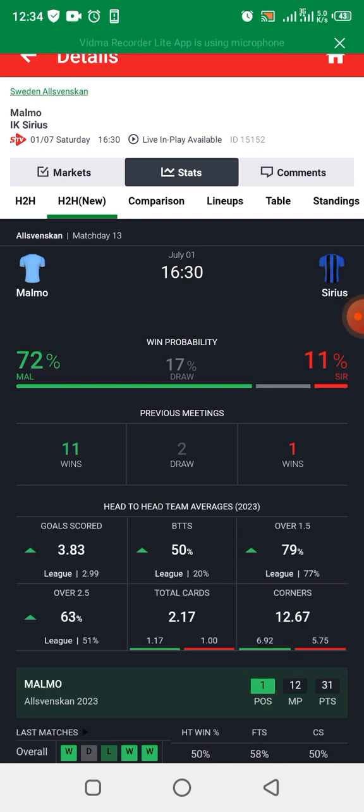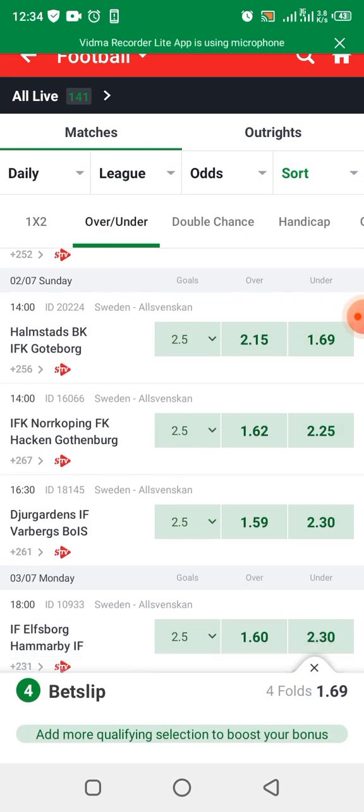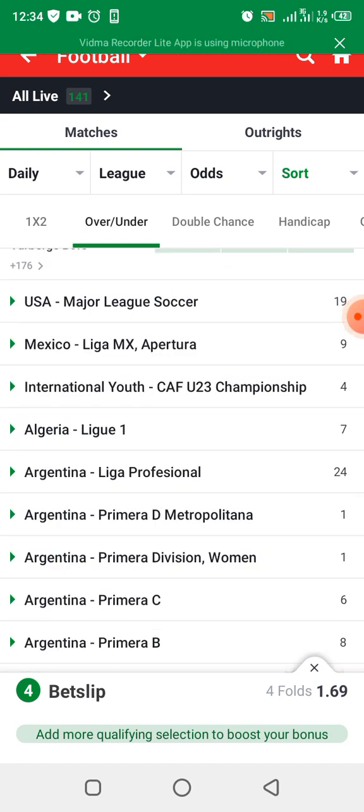So this game, I will not go for it as over. As you can see, the point there is 79%. Actually, the game might come out as predicted as over 1.5, but I won't go for it. So I'll keep on checking.